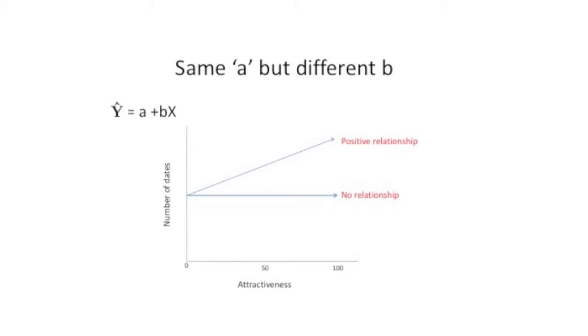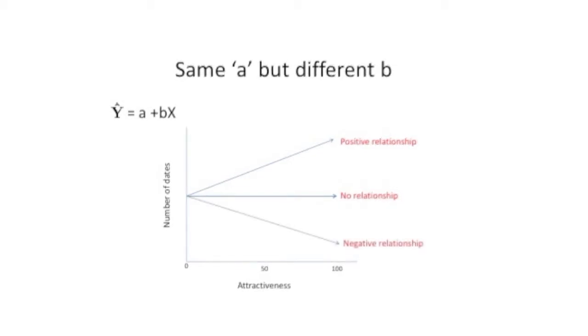What about if there was a relationship between attractiveness and the number of dates, and you found that the more attractive somebody is, the less dates they have? Then you would find a negative relationship. In this case, B would be less than 0. So the B's define the direction of the relationship and how strong it is. The steeper the line, the stronger the relationship.